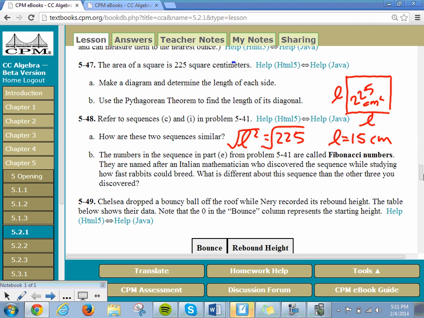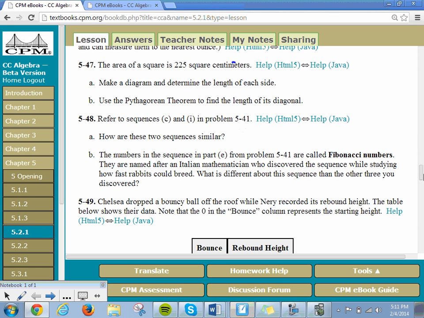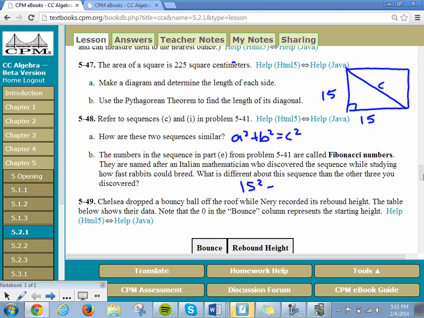And then it asks us to use the Pythagorean theorem to find the length of its diagonal. So to do that, redraw it. We know that the length is 15, the width is 15, and we're interested in finding c. So we know a squared plus b squared is equal to c squared. So when we plug that in, 15 squared plus 15 squared is equal to c squared. 15 squared twice added together is 450.